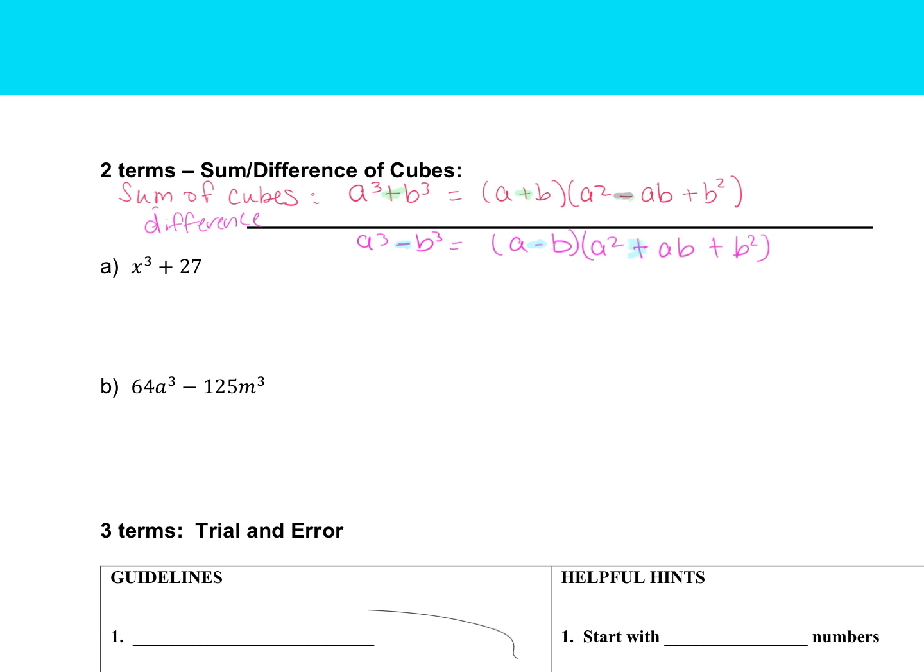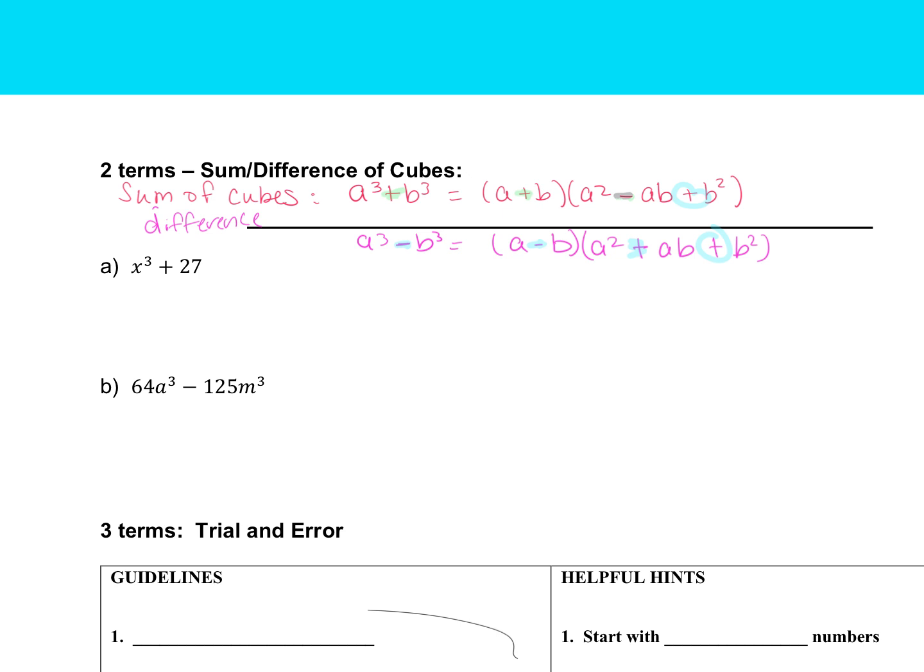Okay, notice that this part right here is always a positive a squared. So the thing you have to look at is what is the difference of cubes and sum of cubes? I got to find out: when I'm given two terms, do I have perfect cubes? Same thing as we did with the difference, we got to find that out.